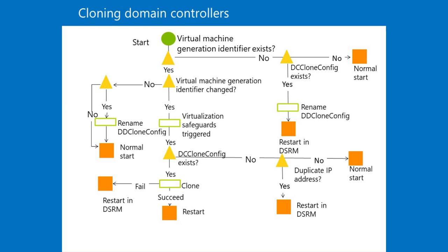3. The clone checks whether DCCloneConfig.xml exists. If not, a check for a duplicate IP address determines whether the computer starts normally or in DSRM. If the DCCloneConfig.xml file exists, the computer gets the new computer name and IP address settings from the file. The AD DS database is modified, and the initialization steps continue, thereby creating a new domain controller.